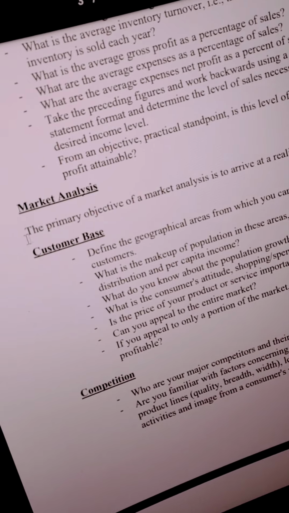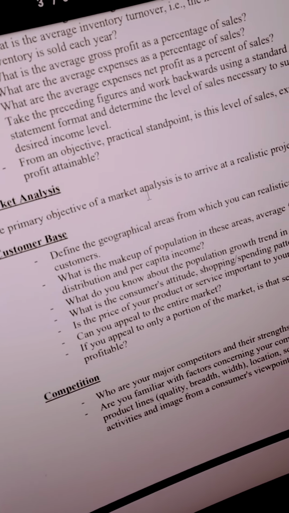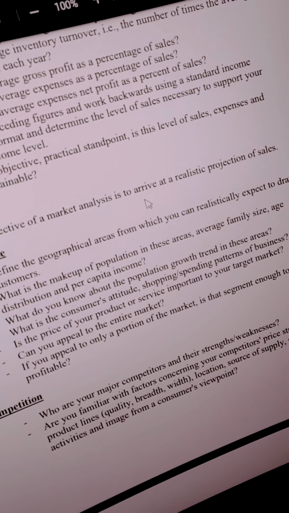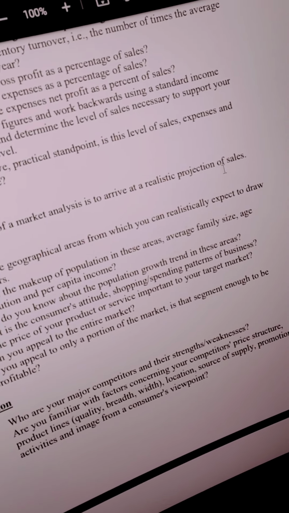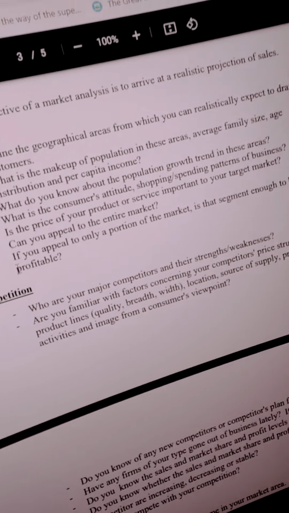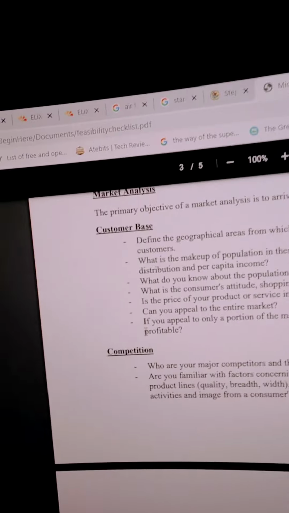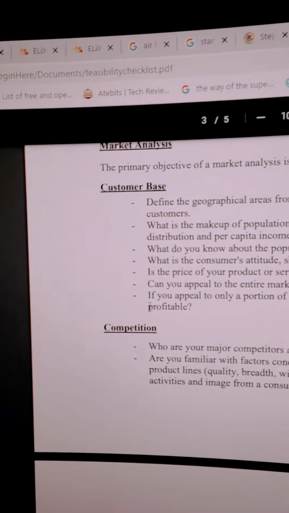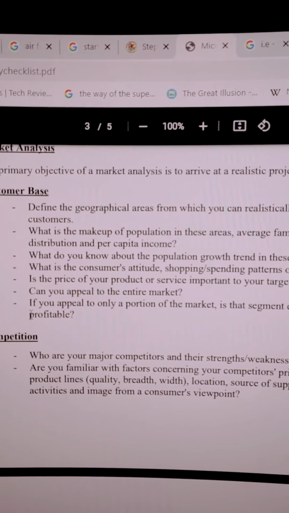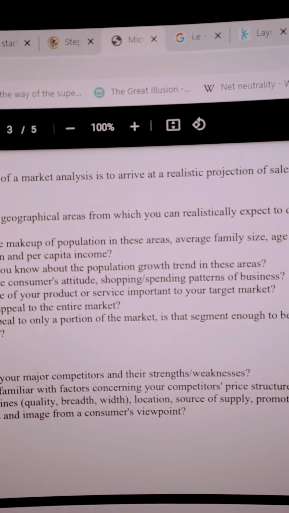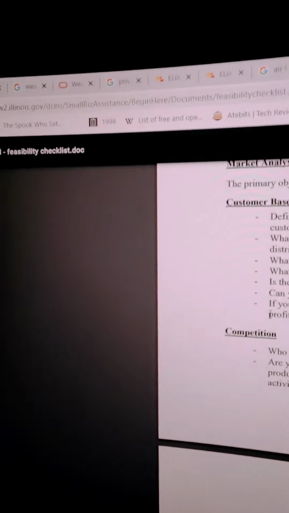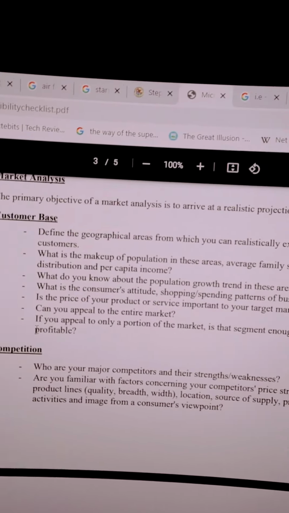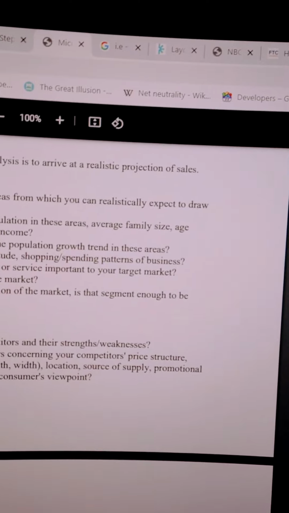Market analysis. The primary objective of a market analysis is to arrive at a realistic projection of sales. Customer base: define the geographical areas from which you can realistically expect to draw customers. What is the makeup of the population in these areas? Average family size, age distribution, and per capita income.